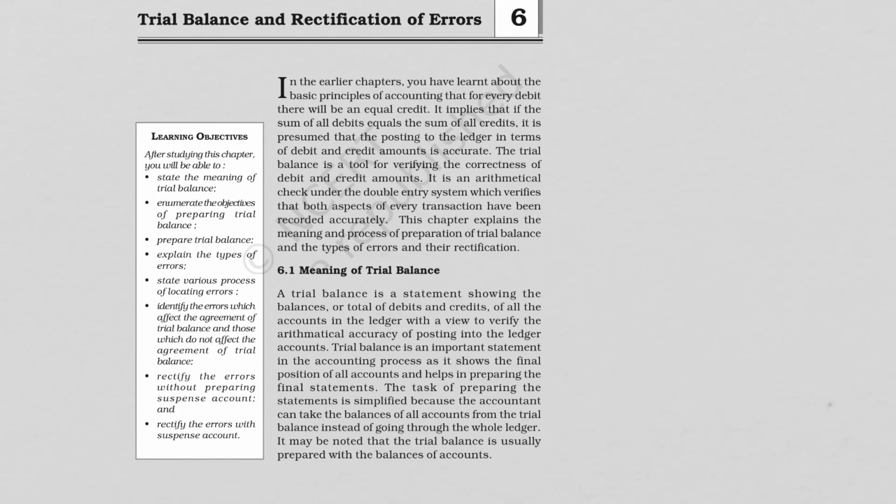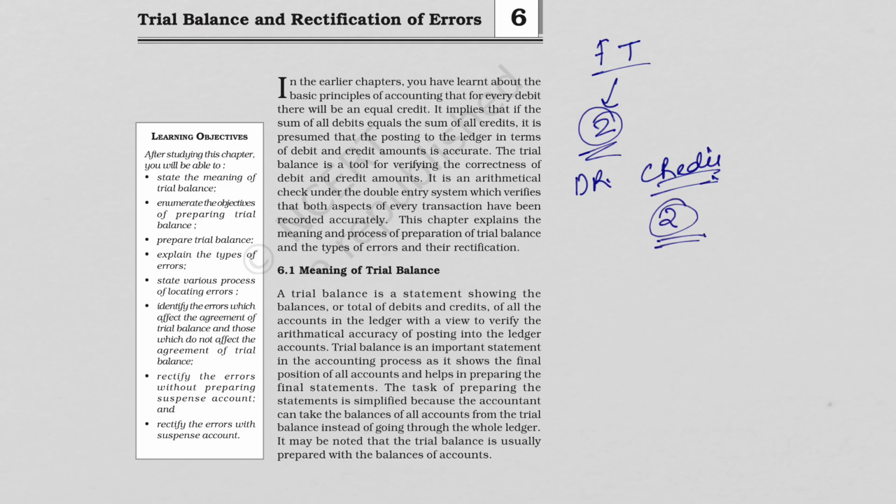So in the previous chapter we learned about the basic principles of accounting, especially the double entry system. According to this system, every financial transaction has two aspects, a debit and a credit aspect. For example, if a business purchases furniture for cash, then two things are going to happen. First of all, the furniture is going to increase in the business, and secondly, cash is going to decrease.